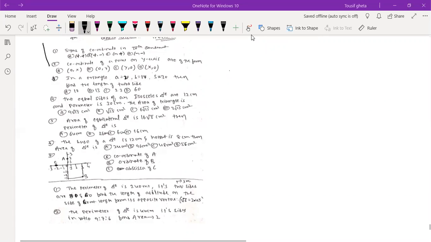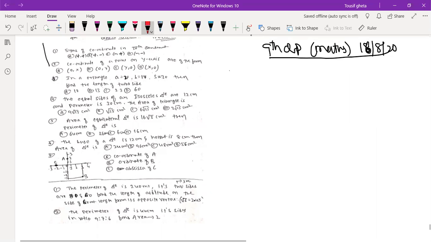Now I'm going to discuss the ninth question paper. The maths test was conducted today, on 16th of August. Let us discuss. I know the image is not clear, but don't worry, I'm going to read out the questions, so you will not feel any issues. There will be no issue.